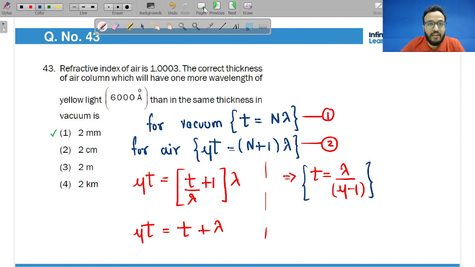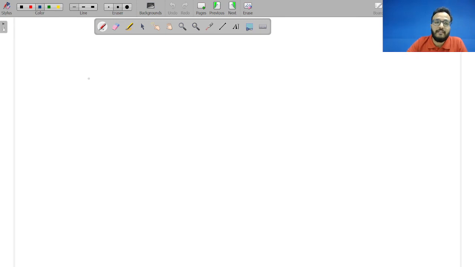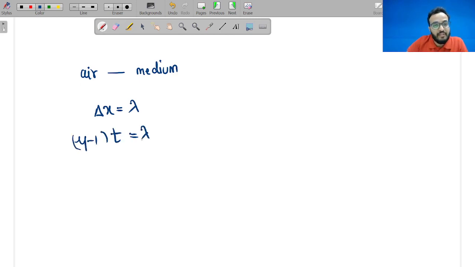Otherwise, one more shortcut we can use here, students. They are saying that one extra wavelength is there in air. That means if you consider air to be a different medium from vacuum, then the extra path that is traveled is lambda. And what is extra path? We all know, mu minus 1 into t. This is lambda. So t is what? Lambda upon mu minus 1. That logic also we can use.